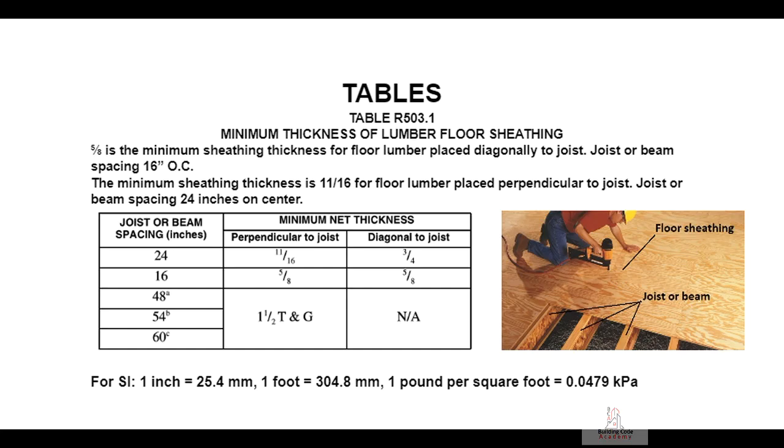Tables. Table R503.1 Minimum thickness of lumber floor sheathing. 5/8 is the minimum sheathing thickness for floor lumber placed diagonally to joist. Joist or beam spacing 16 inches on center. The minimum sheathing thickness is 11/16 for floor lumber placed perpendicular to joist. Joist or beam spacing 24 inches on center. For SI, 1 inch equals 25.4 millimeters. 1 foot equals 304.8 millimeters. 1 pound per square foot equals 0.0479 kPa.